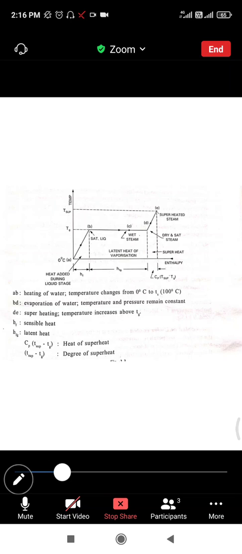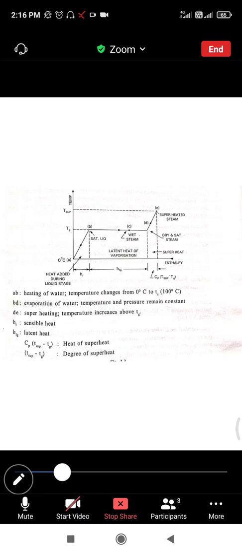The amount of heat added to raise the temperature of 1 kg of water from 0 degrees to saturation temperature at a given pressure is called sensible heat. Mainly it is denoted by HF. We know HF is the sensible heat. It is also known as heat of water or enthalpy of water. It is very important, HF.